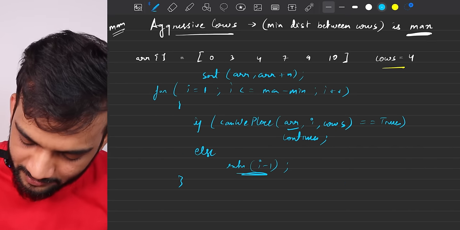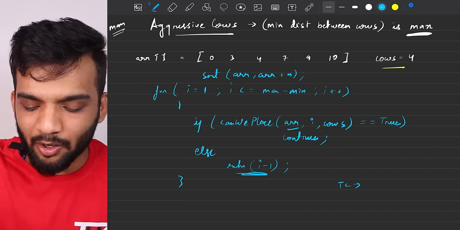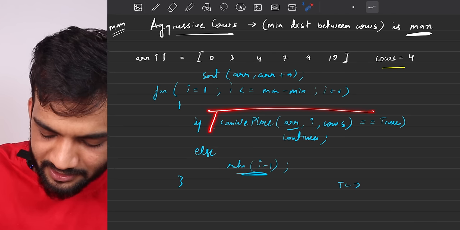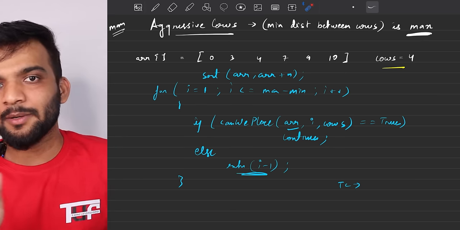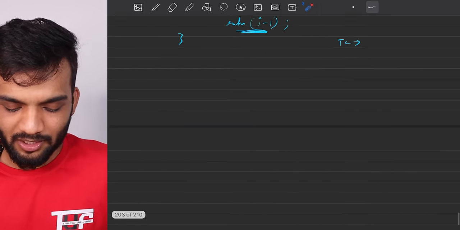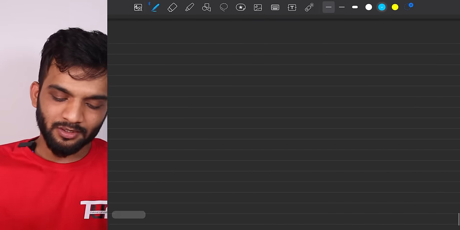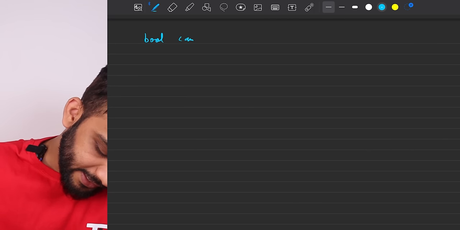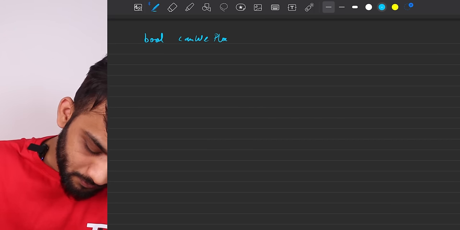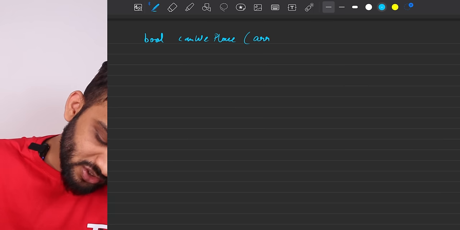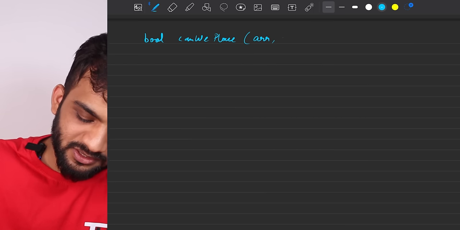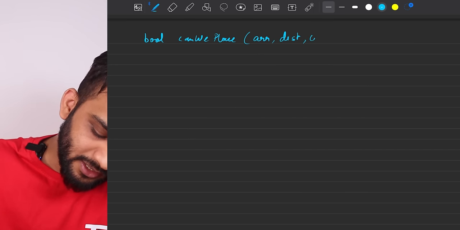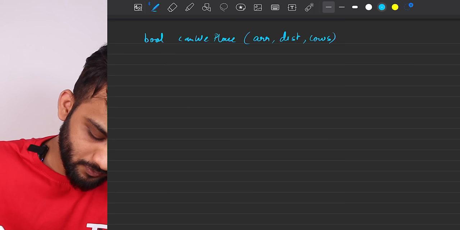What about the time complexity? We need to figure that out after we have implemented can we place. If we can implement can we place, it is pretty much done. Let's quickly do the can we place. So I'll have to write a Boolean function. And it will say can we place cows. And it will take the stalls. It will take the minimum distance that you have to maintain. And it will take the number of cows that you have to place.